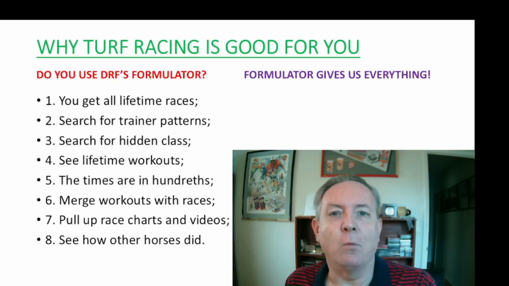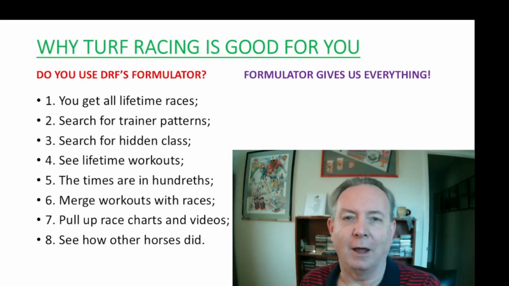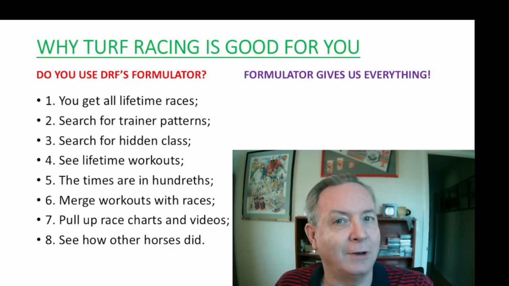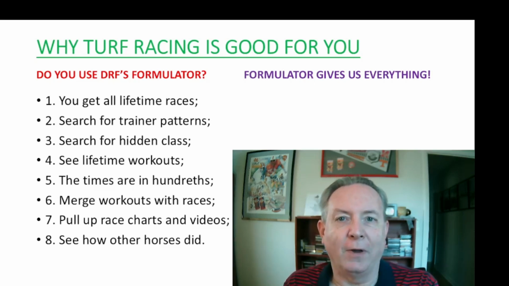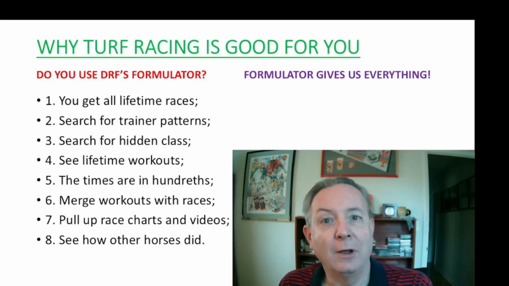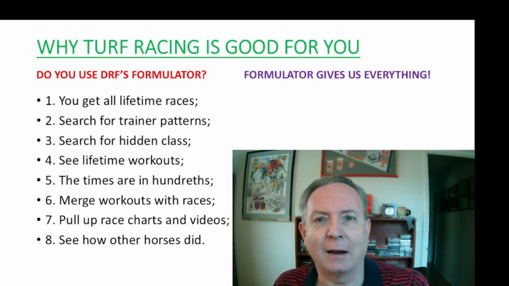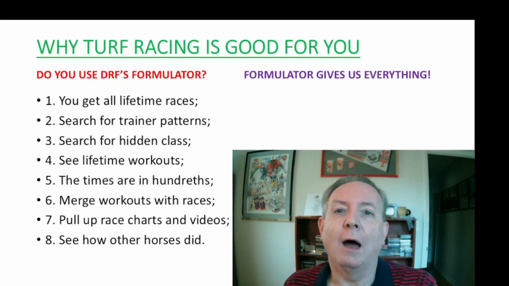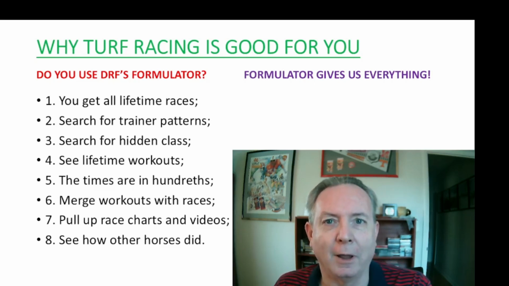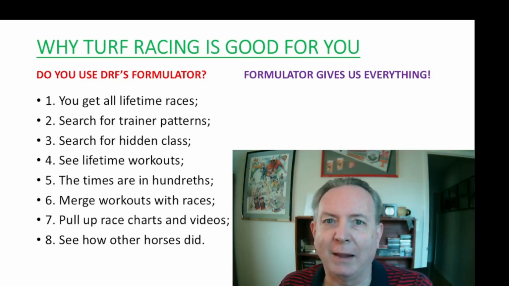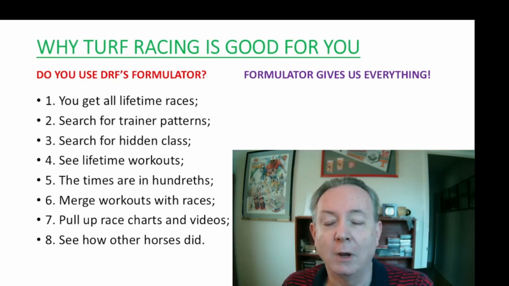You've got lifetime workouts, not just the last 3, 6, or whatever the form decides to print on a given day. All the times are in the hundredths, not the fifths, which is a lot more accurate. The DRF does it in the fifths, even though there's 6 lengths, or actually a little bit more than 6 lengths, in every second. So mathematically, they're already off to begin with when they do the paper version. But when you get the computer version, the Formulator, you get the exact times, and that makes a great deal of difference when you're trying to do mathematical computations as we do in our book.